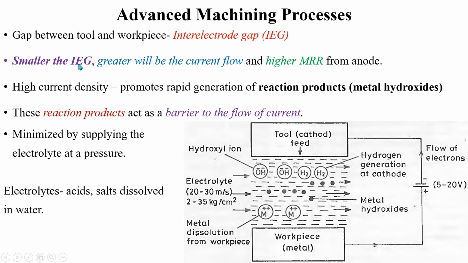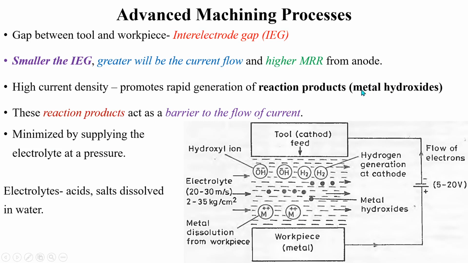Similarly, if IEG is smaller, we will have higher current density. Higher current density means a higher electrochemical reaction, which promotes rapid generation of reaction products. Here the reaction products are the metal hydroxides. Sometimes these metal hydroxides act as a barrier to the flow of current. So this can be minimized.